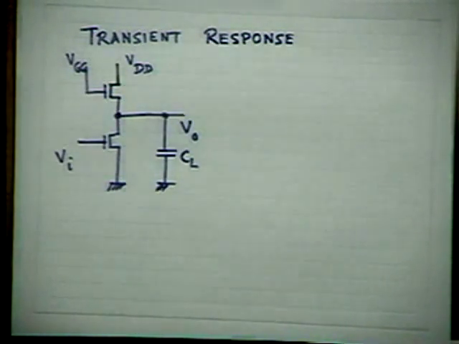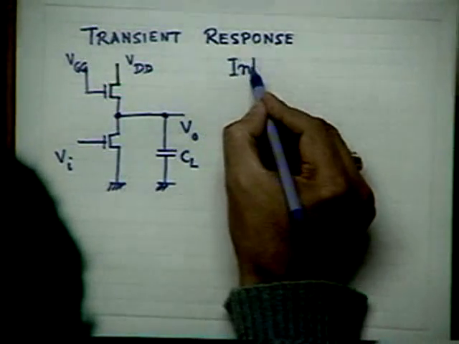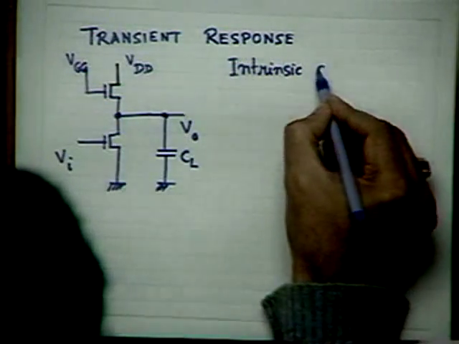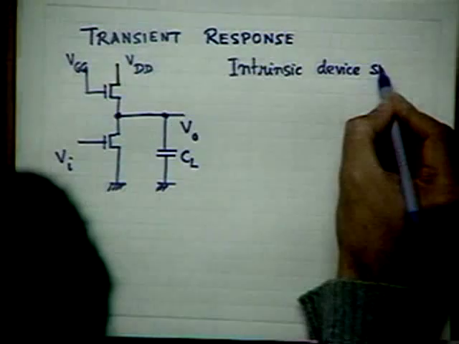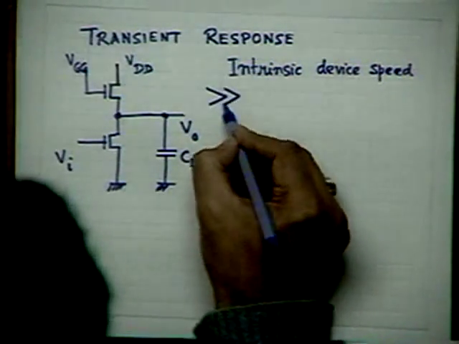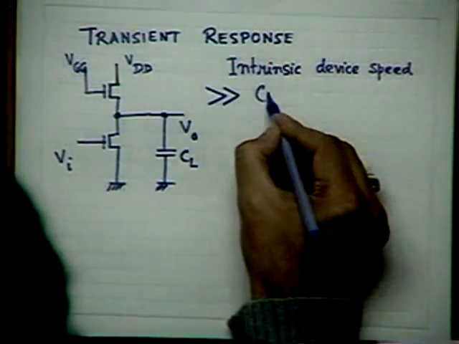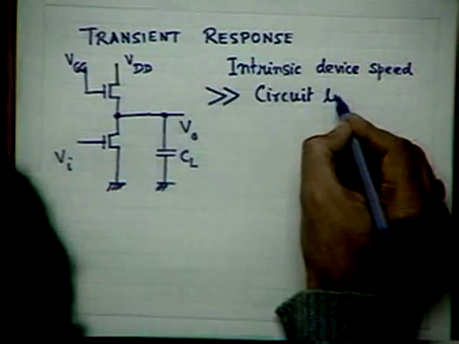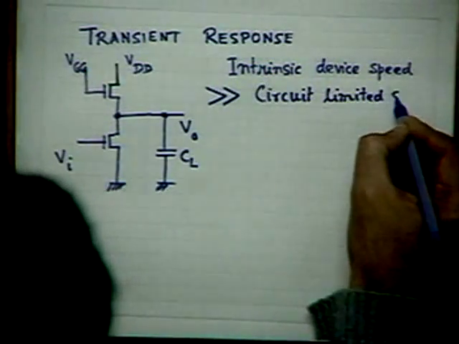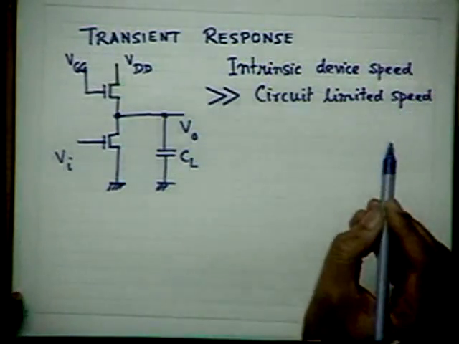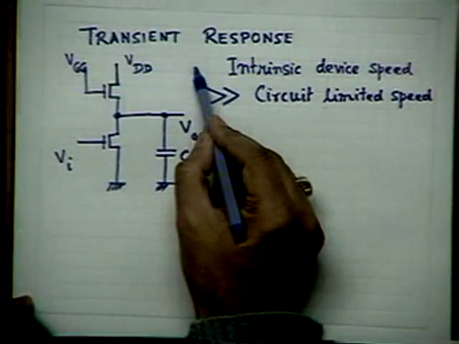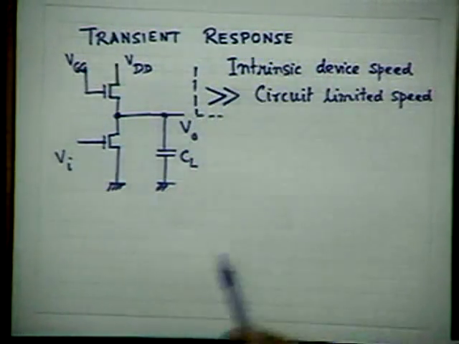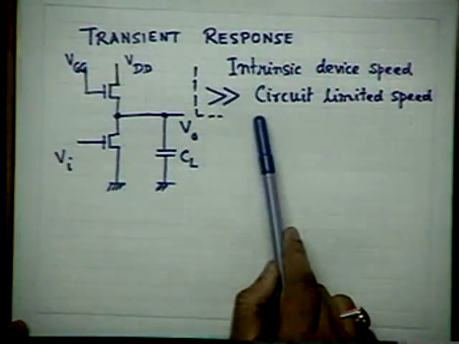Now we shall assume that the intrinsic device speed is much higher than the circuit limited speed. That is, I write that the intrinsic device speed is very, very large compared to the circuit limited speed.